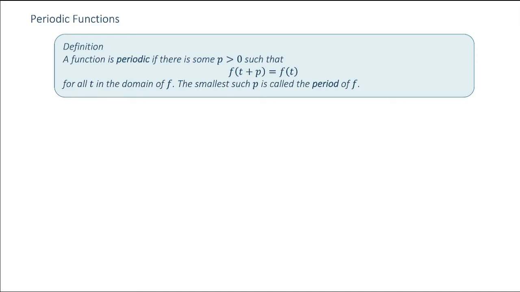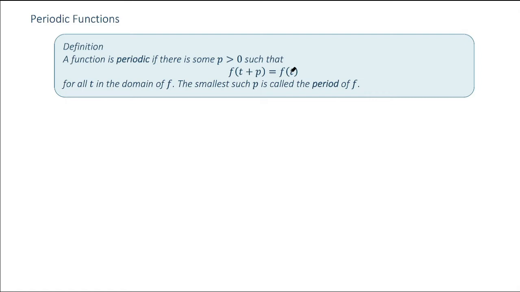We define a function to be periodic if there is some number p that's positive such that f of t plus p is equal to f of t. In other words, you can think of this in multiple ways. If you think about it graphically, f of t plus p is the shift of f of t to the left p units. This says that if you shift it p units, then it looks the exact same. So that's what a periodic function is.